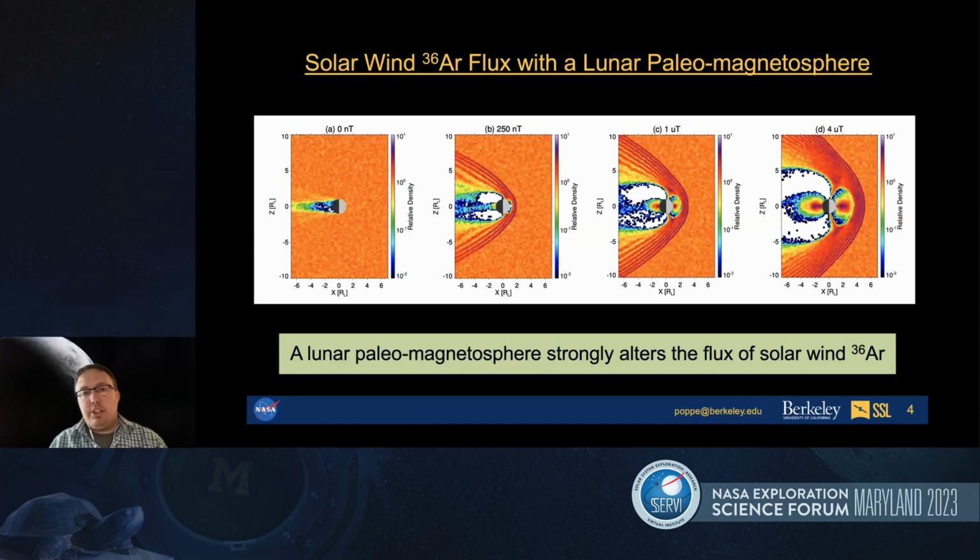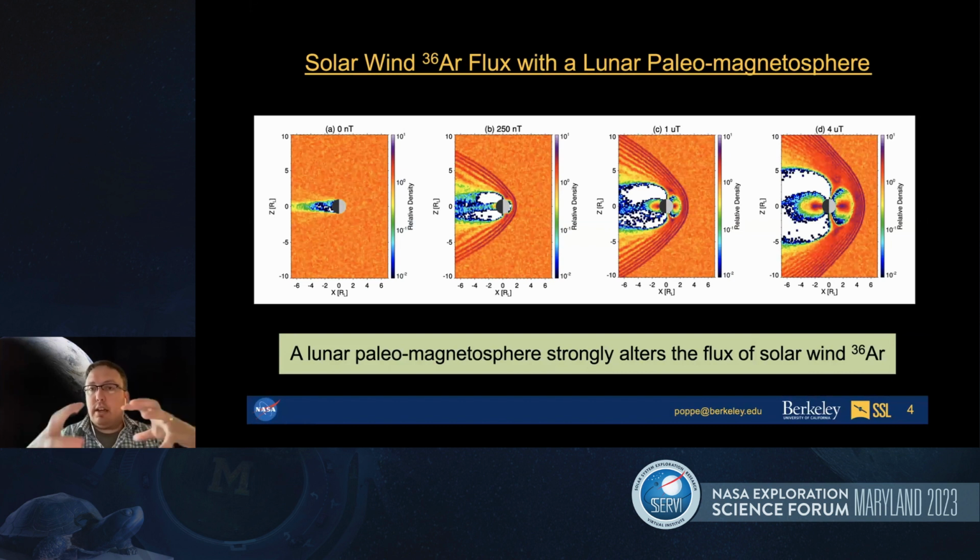And the 4 panels that I show on the far left are the 0 nanotesla case that's representative of the moon today with no paleomagnetic field. And then I slowly increase the field strength from 250 nanotesla, to 1 microtesla, and then 4 microtesla. And the 4 microtesla case is closest to this intermediate period of the moon's dynamo. That's really what we think the moon had for about 1.5 to 2 billion years of its lifetime.